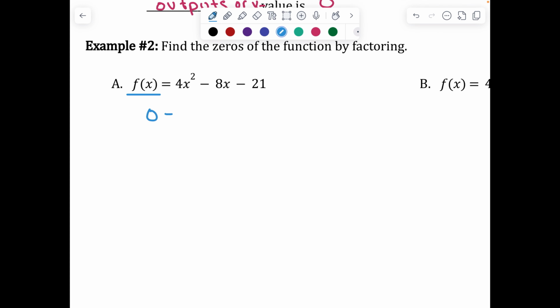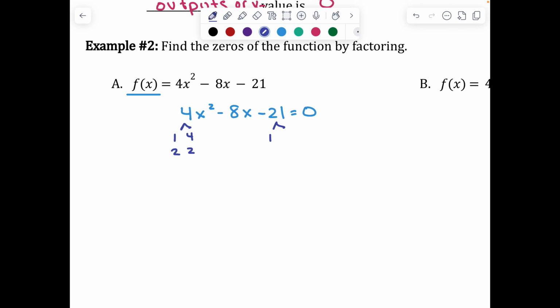So I'm going to say 0 equals 4x squared minus 8x minus 21. If we want, I prefer the 0 over here, so I'm just going to move it, equals 0. So then I'm looking to factor. I don't have a greatest common factor. It's not a perfect square trinomial, so we're just going to go ahead and do our guess and check. So we're going to go ahead and have either 1 times 4 or 2 times 2.